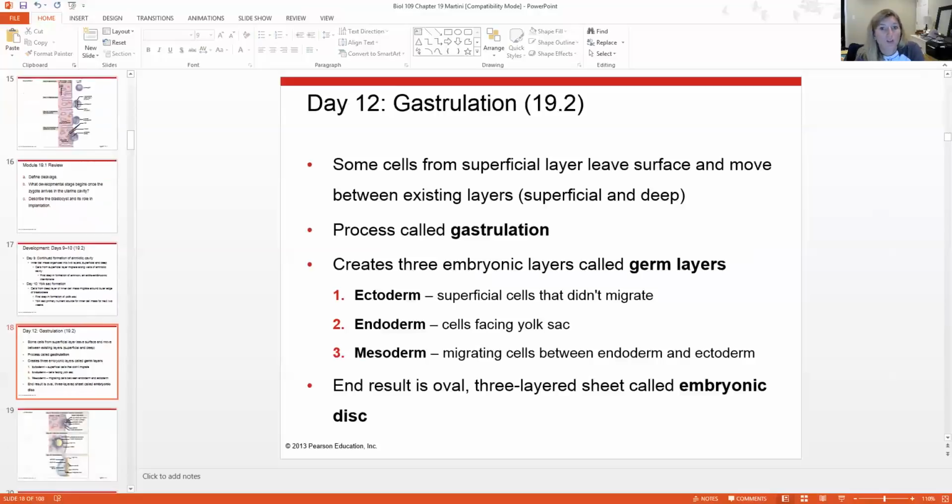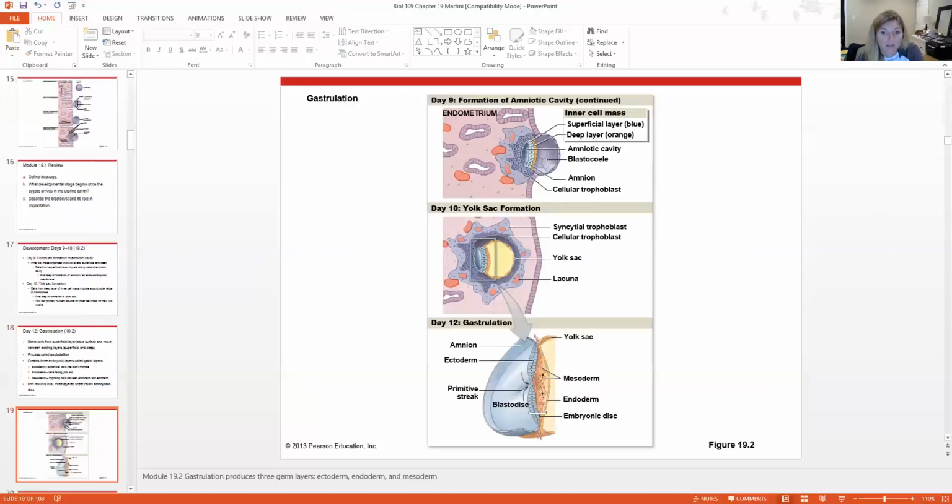After day 12, gastrulation will occur. Gastrulation is when the germ layers, or embryonic layers, are formed. The ectoderm has the superficial cells that didn't migrate anywhere. The endoderm has the cells facing the yolk sac, and the mesoderm has the migrating cells between the endoderm and ectoderm. The end result is a 3-layered sheet called an embryonic disc.